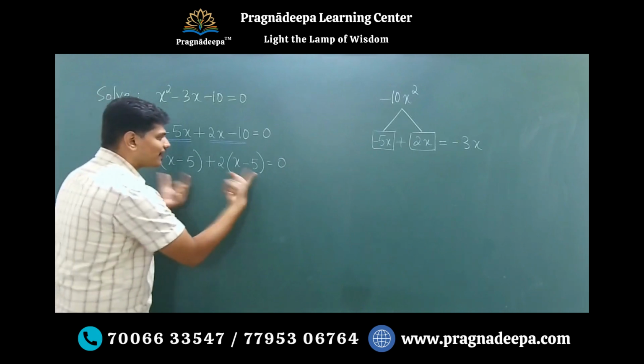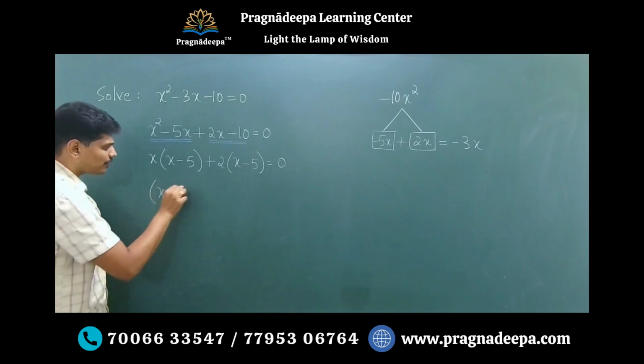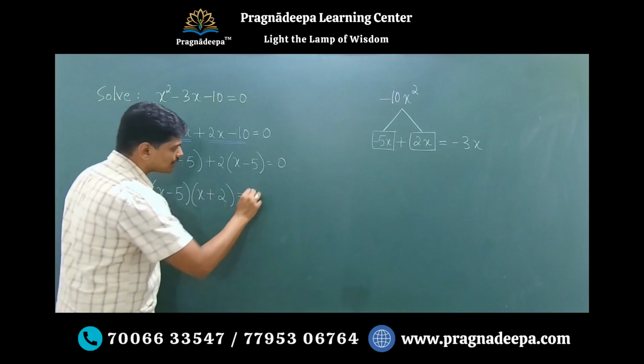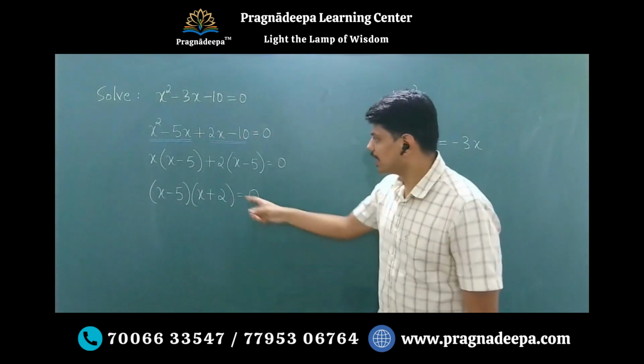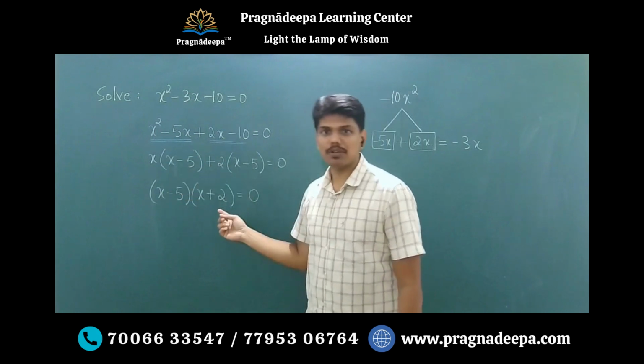So I got x minus 5 in both terms, so I can take x minus 5 common. So I'm left with x minus 5 into x plus 2 equal to 0. Observe, x minus 5 is common, and what remains is x plus 2.